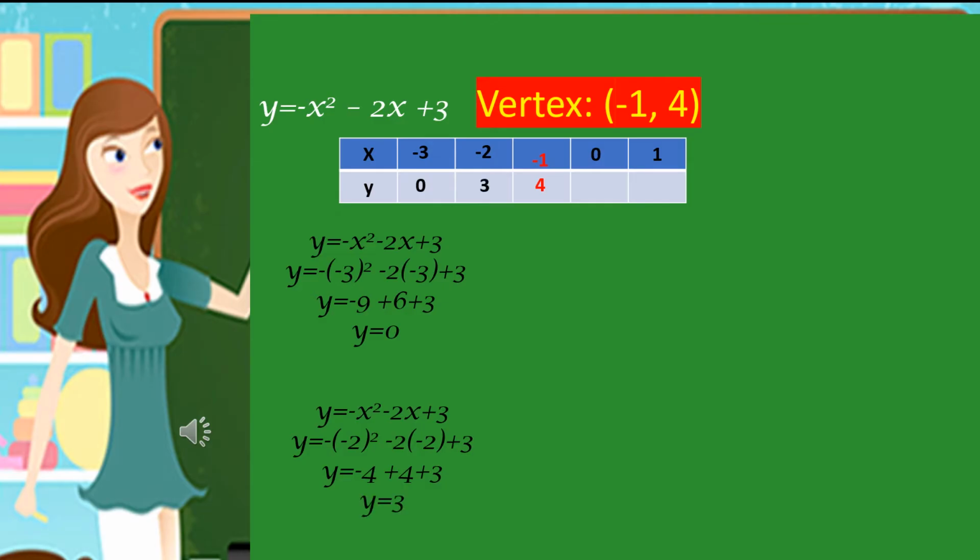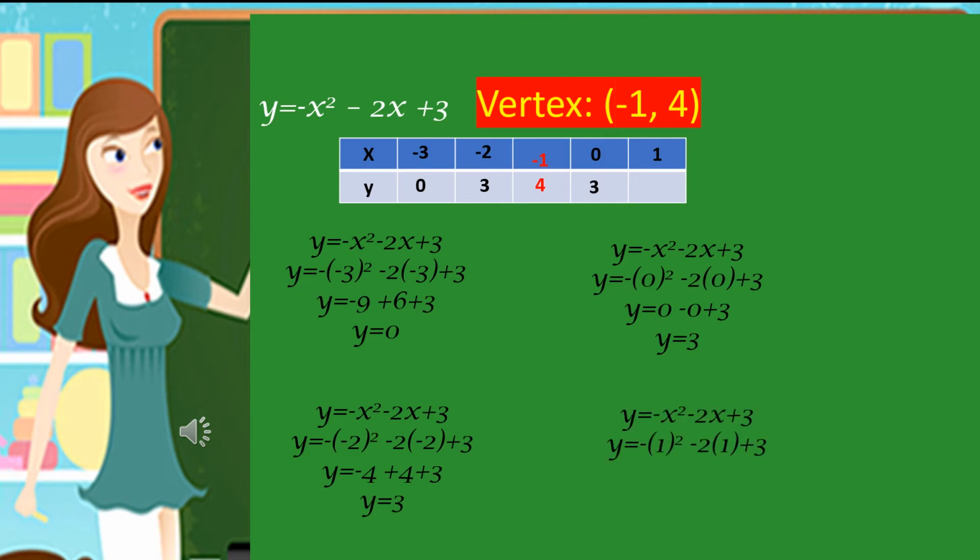Then, if x is 0 we have y is equals to negative 0 squared minus 2 times 0 plus 3. Then simplify, y is equals to 0 minus 0 plus 3, y is 3. Then, if x is 1, we have y is equals to negative 1 squared minus 2 times 1 plus 3, then simplify, y is equals to negative 1 minus 2 plus 3, y is equals to 0.